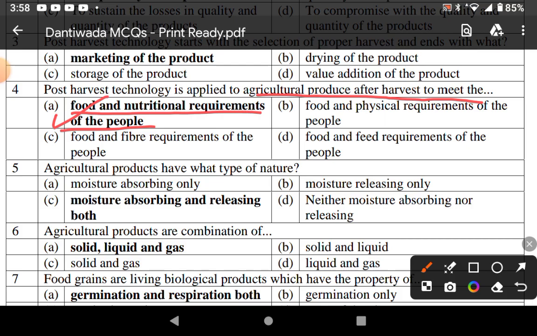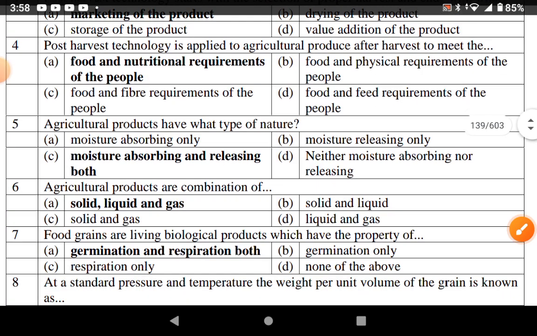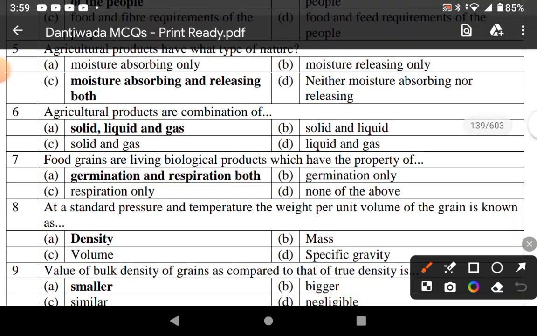Agriculture products have what type of nature? They have the nature of absorbing and releasing both. Agriculture products are a combination of solid, liquid and gases. The fruit and grain are living biological products which have the property of germination and respiration both.